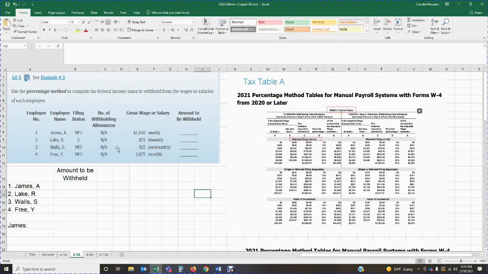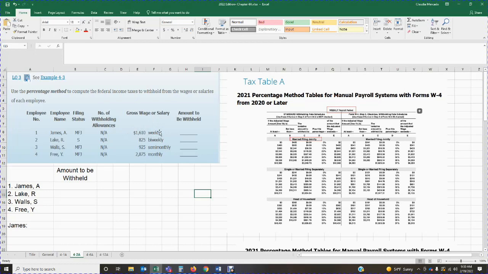Number of withholding allowances: not applicable. Before it was applicable, but they've updated the tables and they've gotten rid of this particular item. And then the gross wage or salary. This employee gets paid $1,610 weekly.